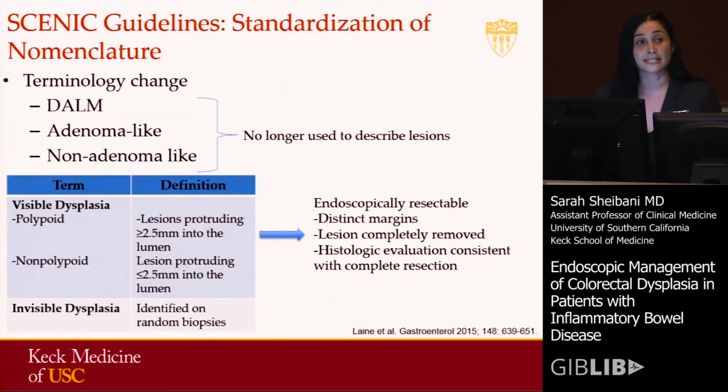So the first thing that the SCENIC guidelines addressed is they tried to standardize the nomenclature and how we describe these lesions, in order for all of us to better communicate with our colleagues. What they suggested is that we stop using terminology like DALM lesions, which is dysplasia-associated lesion or mass, and stop using adenoma-like lesions or non-adenoma-like lesions. These are very confusing, and it's very difficult to communicate with our colleagues when we do use these terms.